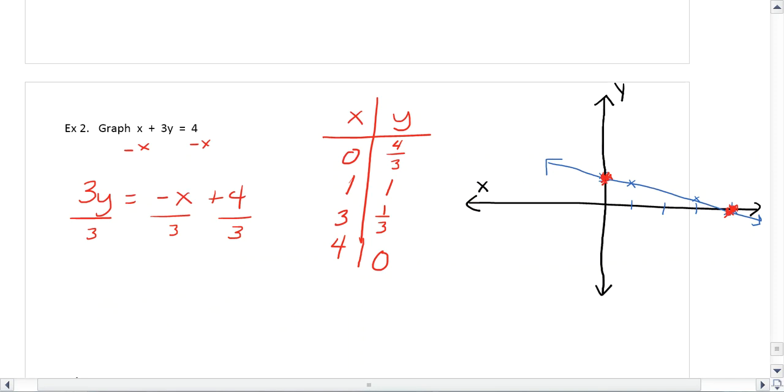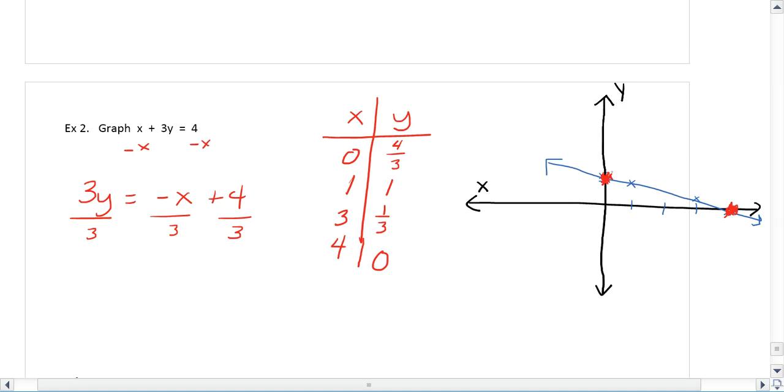The next thing we're going to discuss is the intercepts. What I've done on this graph, I've marked the intercepts with these red dots. The y-intercept is right here where the graph crosses the y-axis. Okay, so the word intercept is where it crosses. And right here, where the graph crosses the x-axis, is called the x-intercept.